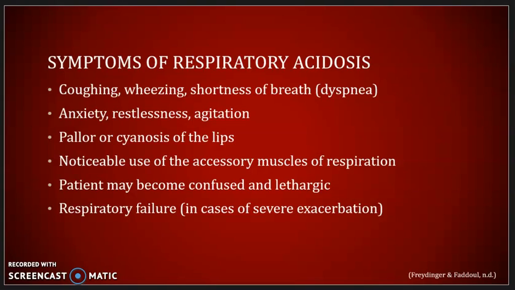So the symptoms of acidosis, which are described by Freydinger and Fadul, are coughing, wheezing, shortness of breath. The patient can experience anxiety or restlessness, become very agitated. Their skin can look very pallor. They can experience cyanosis of the lips, excessive use of the accessory muscles of respiration instead of the main muscles of respiration. There's signs of confusion, feeling lethargic and tired, and in severe cases of respiratory acidosis, you can experience respiratory failure.